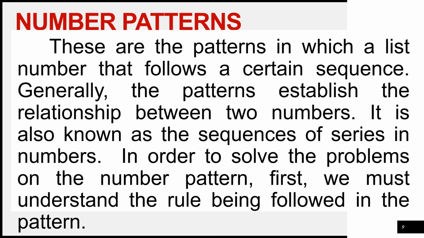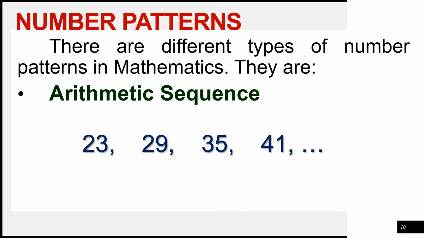The number patterns are patterns in which a list of numbers follows a certain sequence. Generally, the patterns establish the relationship between two numbers. It is also known as the sequences or series in numbers. In order to solve the problems on the number pattern, first, we must understand the rule being followed in the pattern. There are different types of number patterns in mathematics. One of these is an arithmetic sequence. An arithmetic sequence is a sequence of numbers in which the next terms are obtained by adding a common constant, also known as the common difference.